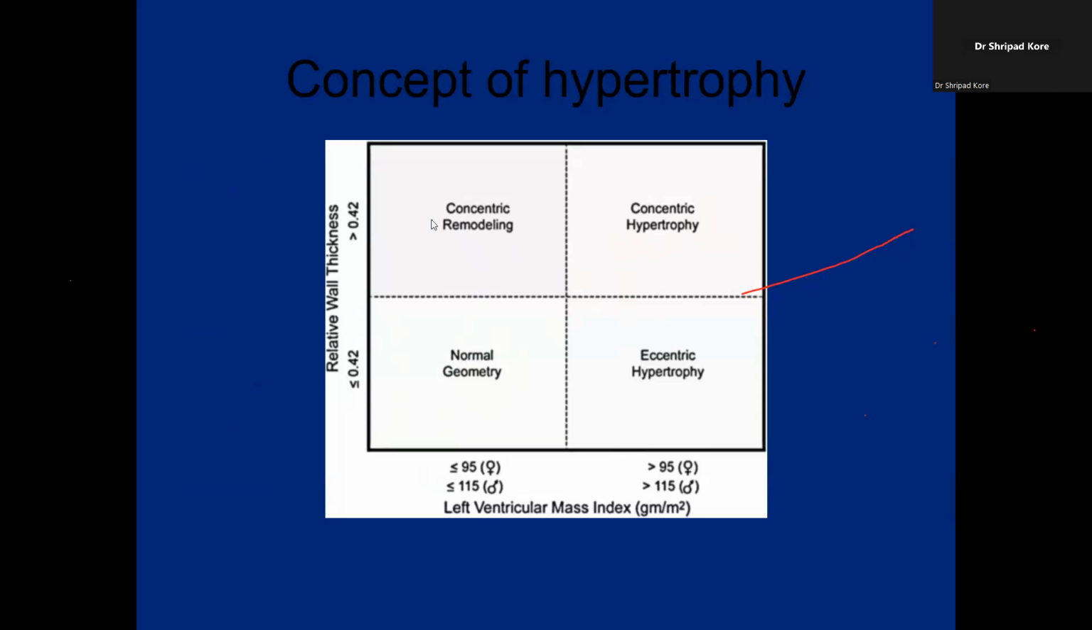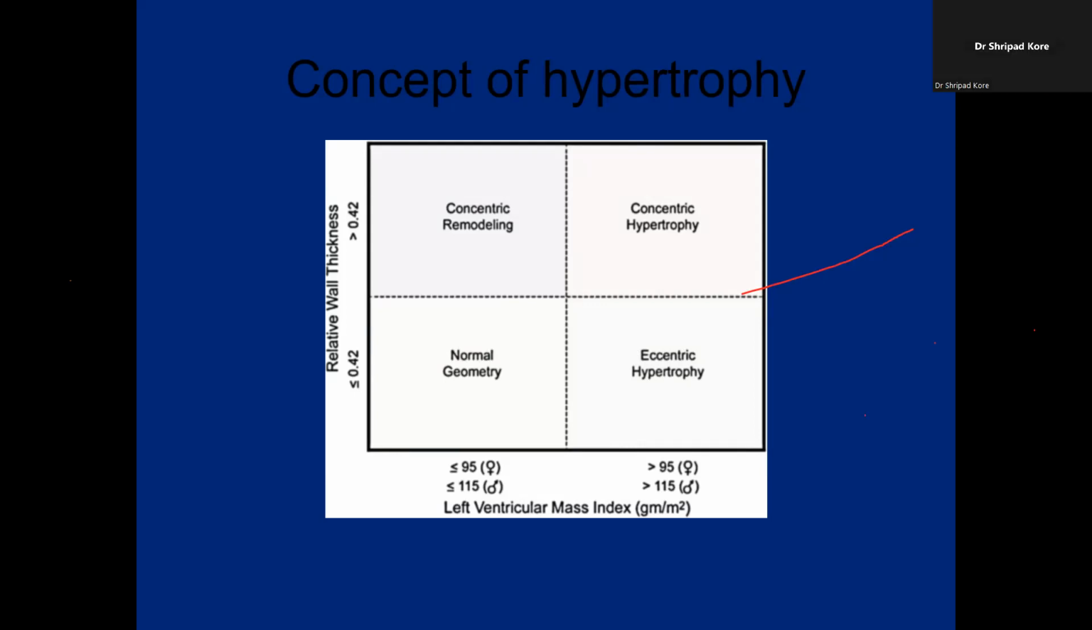Yes, sir. The question comes when the RWT is more than 0.42, but mass is normal. Then we say concentric remodeling. When the relative wall thickness is less than 0.42 and the mass is more, we say eccentric hypertrophy. Yes, sir. Thank you, sir. Yes, sir. Everything is given in the machine. You have to ask the vendor to open this up. Look, I want to calculate my RWT. Please put a formula into this.